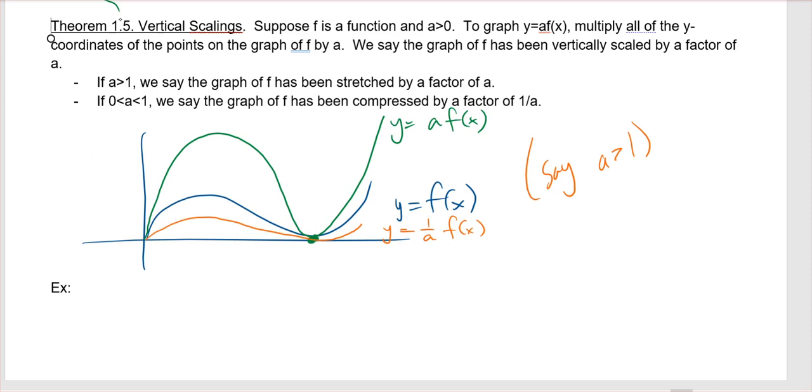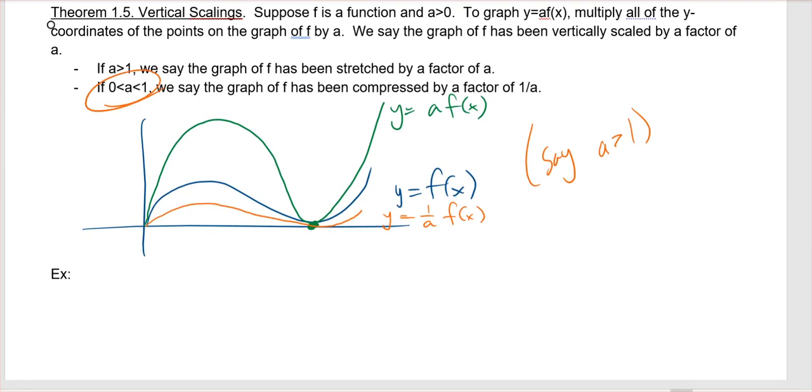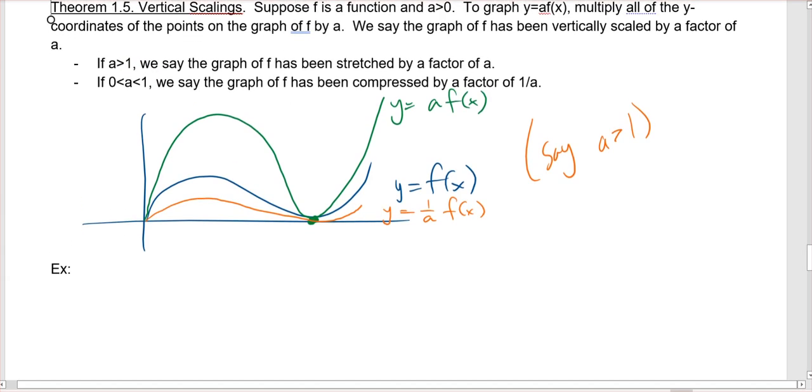All right, so more or less, if we're multiplying by a fraction, we're going to shrink it. If we multiply by a whole number, we're going to make it bigger, right? Or I guess specifically a fraction between 0 and 1, right? If we multiply by something bigger than 1, then we're going to stretch it.